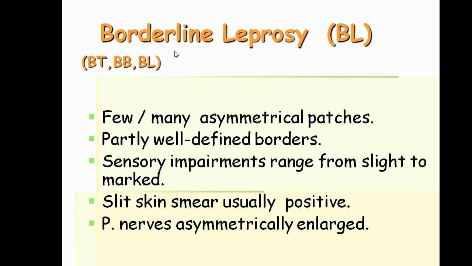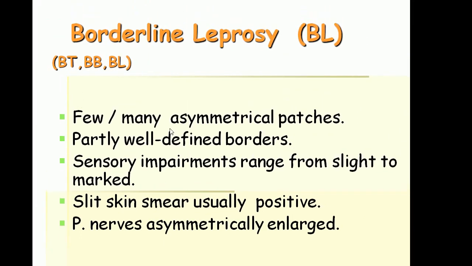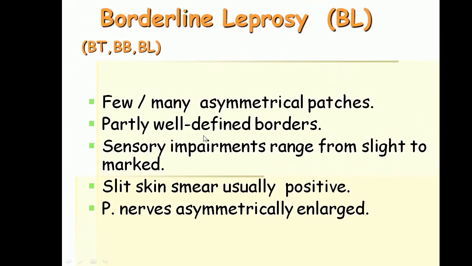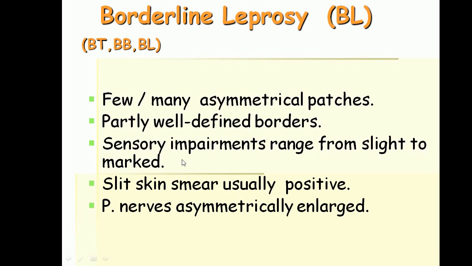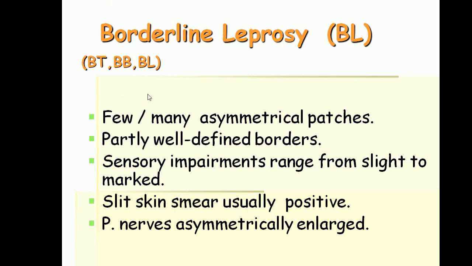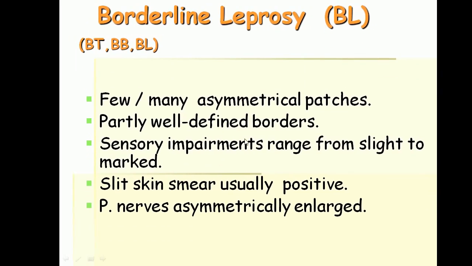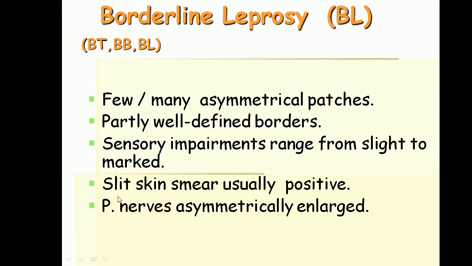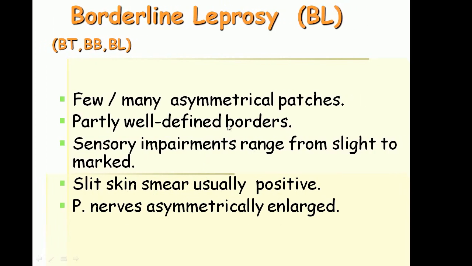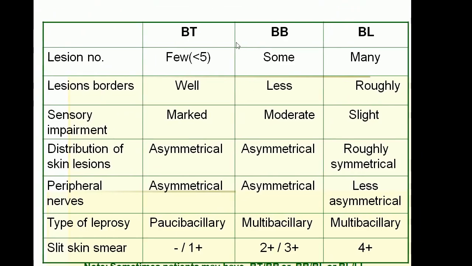Borderline leprosy displays characters of both tuberculoid and lepromatous. It is neither pure tuberculoid nor pure lepromatous. It has few to many asymmetrical patches, and sometimes well-defined borders. Sensory impairment might be there, or it might not be. The slit skin smear is usually positive, like the lepromatous type, so it demonstrates both characters. And peripheral nerves are asymmetrically enlarged, like in tuberculoid.